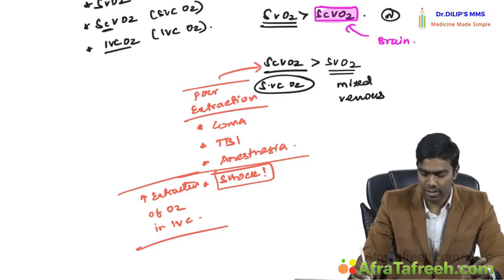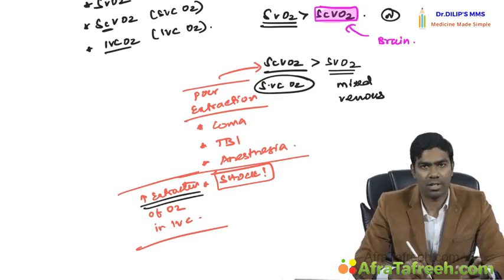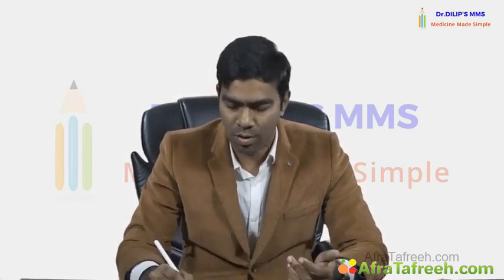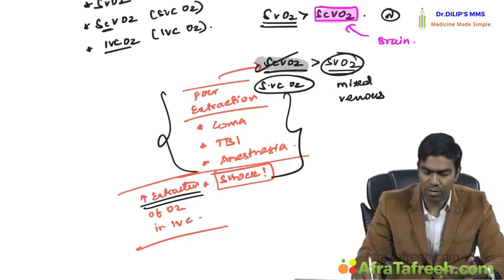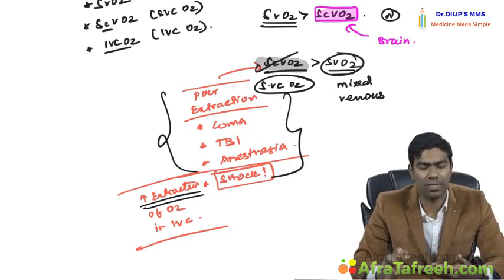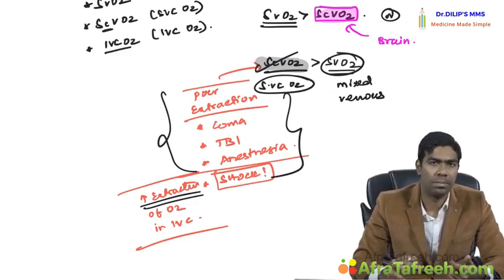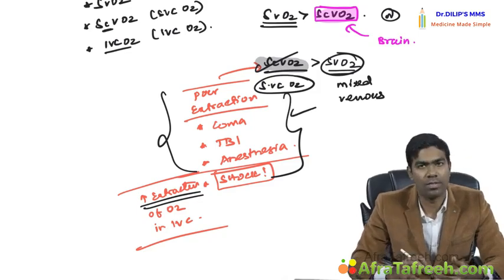So for that reason, your IVC oxygen extraction will be increased, which means your IVC saturation will drop. Because your IVC saturation is dropping more, your SVC saturation is relatively higher, and that is the reason why it is more than the mixed venous oxygen saturation. So the moment they ask you when you will have your ScVO2, that is your SVC saturation, more than the mixed venous saturation, these are the causes that you have to tell.